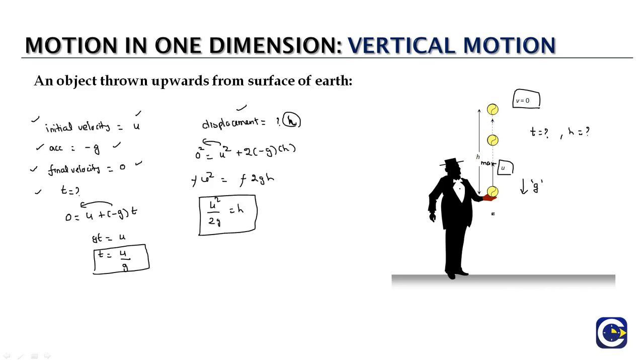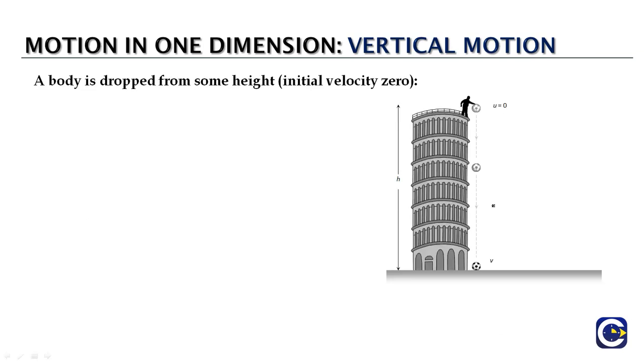So if we throw an object with an initial velocity u from the surface of the earth, then it will be reaching a maximum height which is equal to u square by 2g. So these are the two important results in case of the object thrown vertically upwards from the surface of the earth.